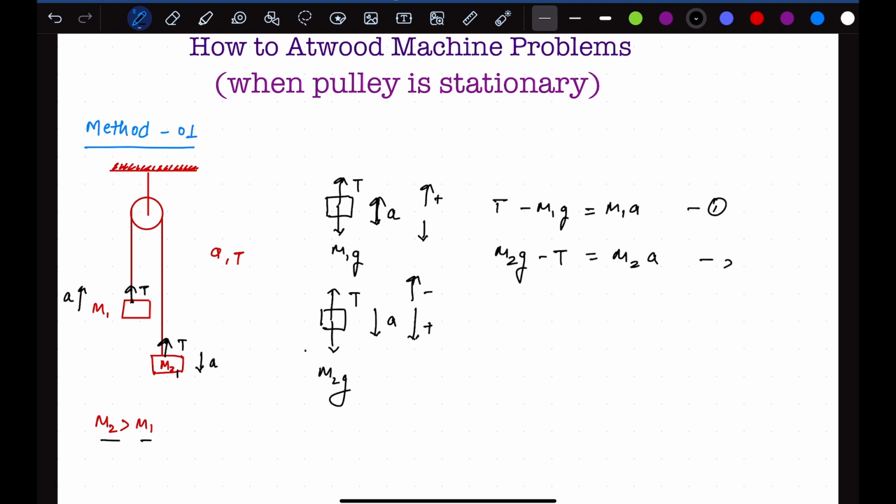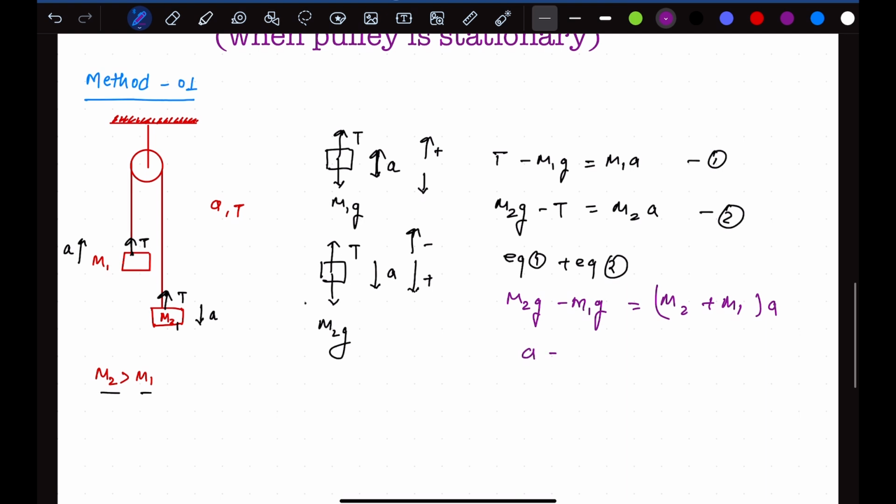Let's add both of the equations. If I add them, T and T cancel out, and I can say m2g minus m1g equals m2 plus m1 multiplied by a. So the acceleration is m2 minus m1 divided by m2 plus m1 multiplied by g. This is our acceleration.